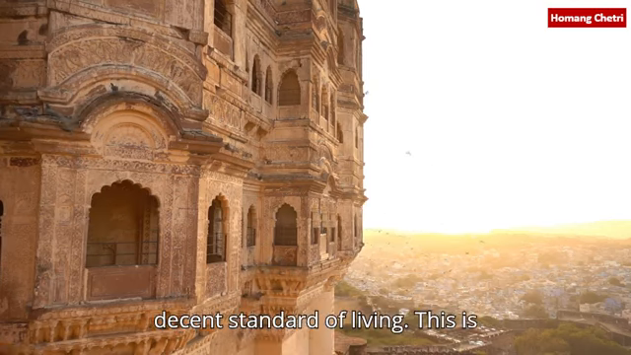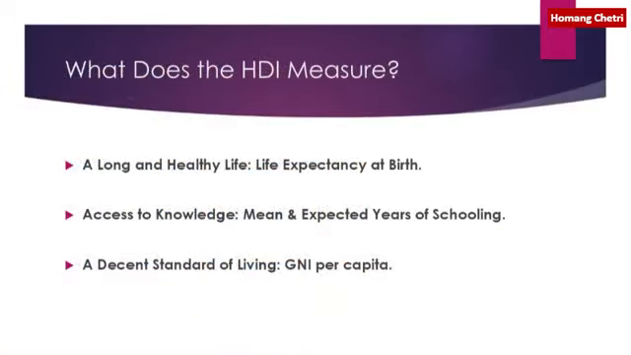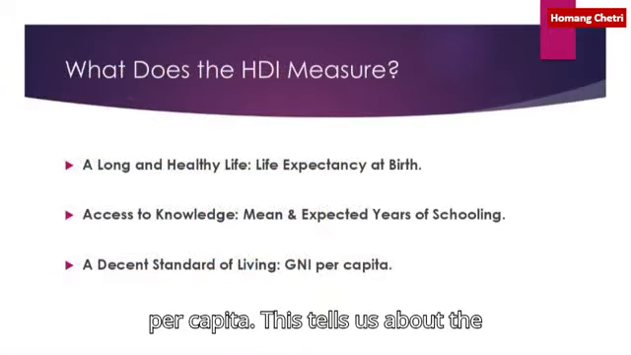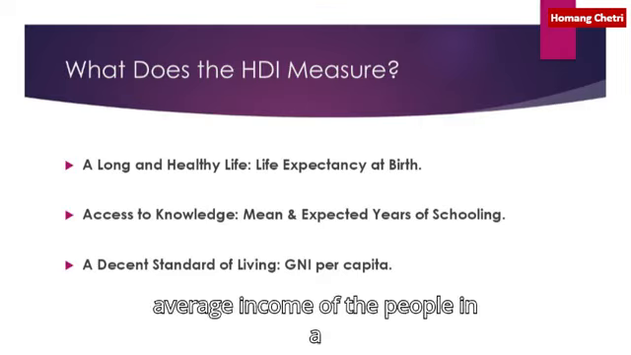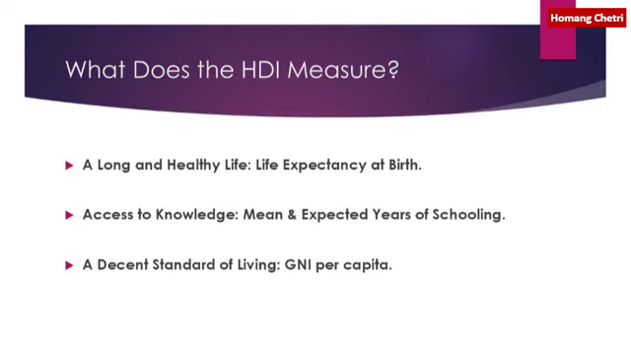A decent standard of living. This is measured by gross national income, GNI, per capita. This tells us about the average income of the people in a country. It represents their ability to afford a decent life.